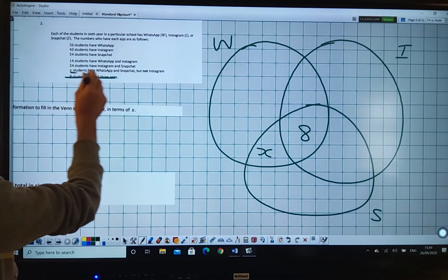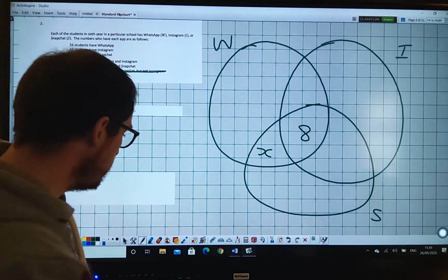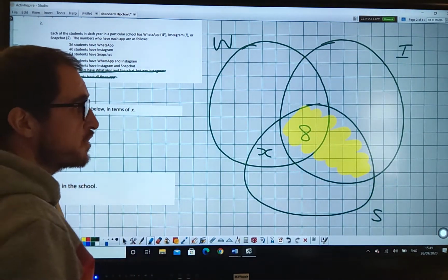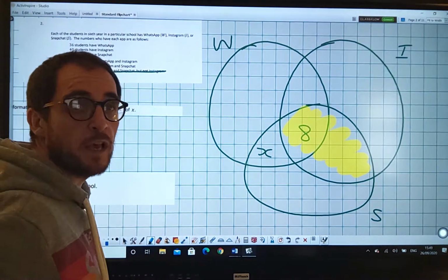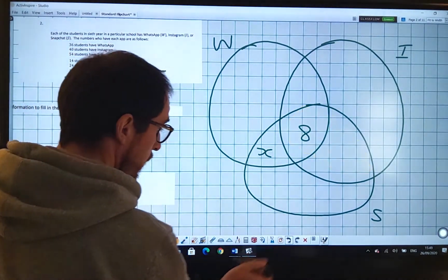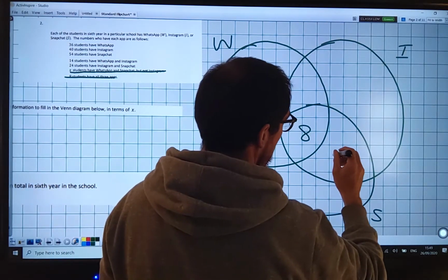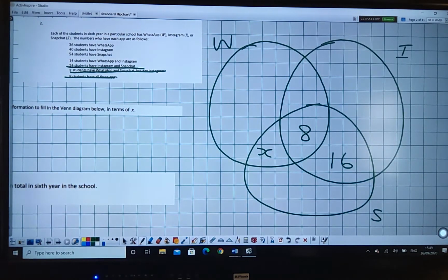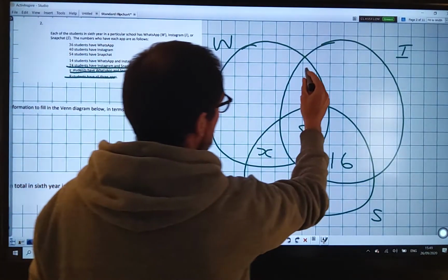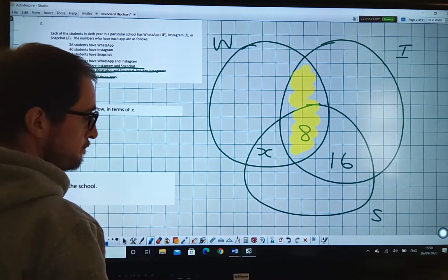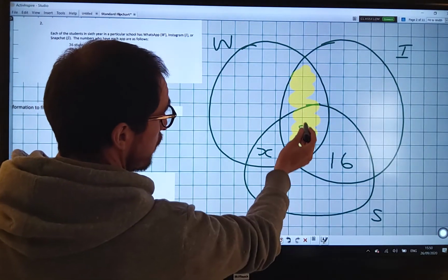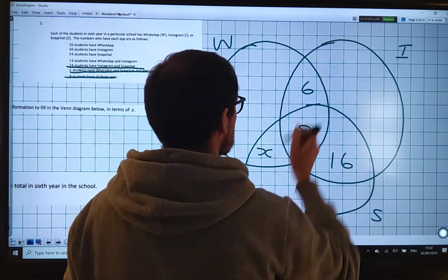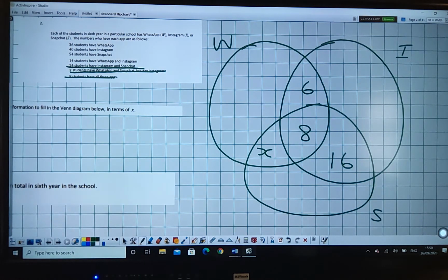Now, 24 have Instagram and Snapchat. Instagram and Snapchat is there. That yellow area is going to be that, but 8 is already included. So 8 plus 16 is 24. You can cross that out. Now, 14 have WhatsApp and Instagram. So WhatsApp and Instagram is that area there. So what's 8 plus what is 14? 8 plus 6. So that's going to be 6. Now, they're your key areas, right?